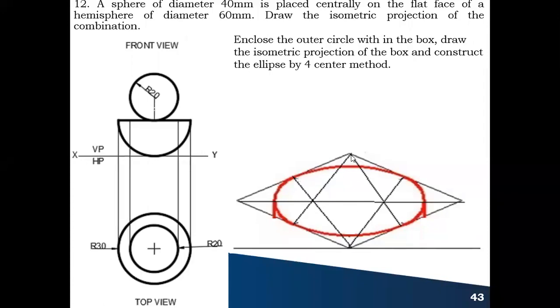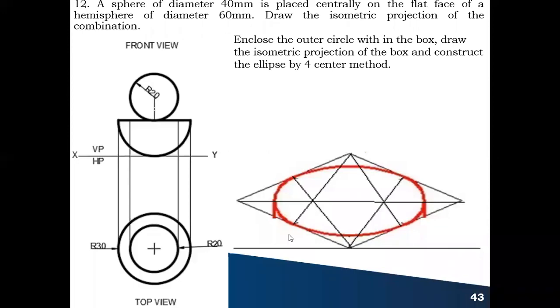After this, from this as the center, either this or this as the radius, from here, you draw an arc like this. Next, from this intersection as the center, either this or this as the radius, you draw one more arc. Now from this intersection as the center, either this or this as the radius, you draw one more arc like this. So the ellipse is ready.